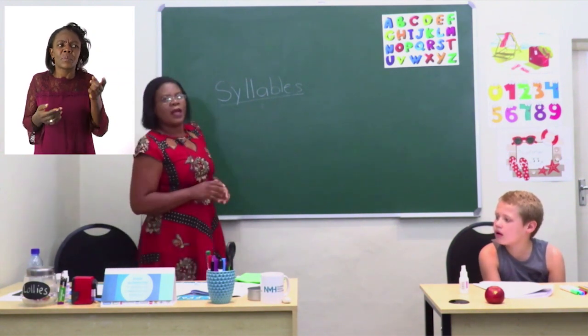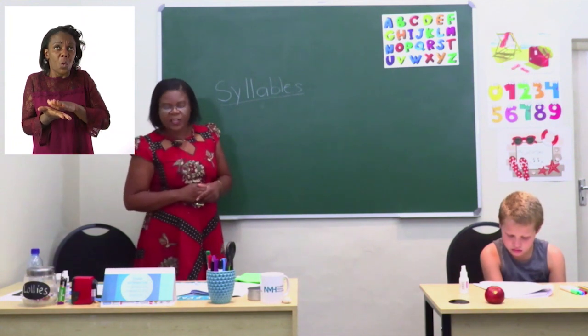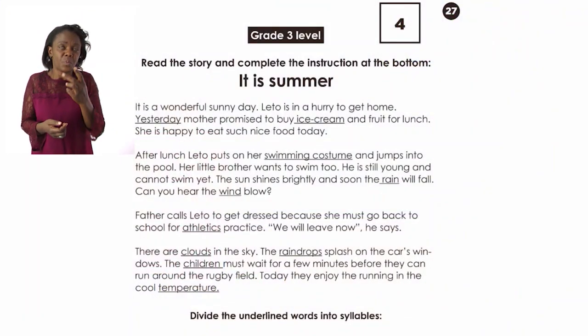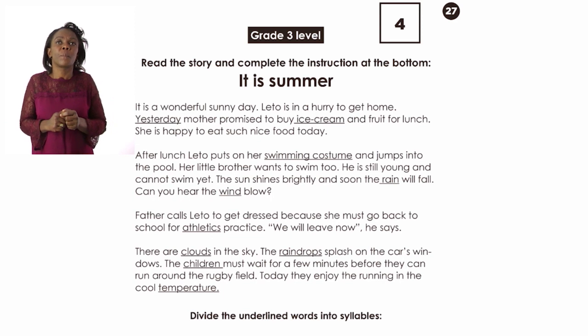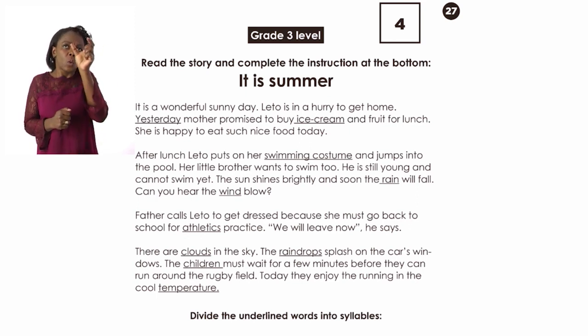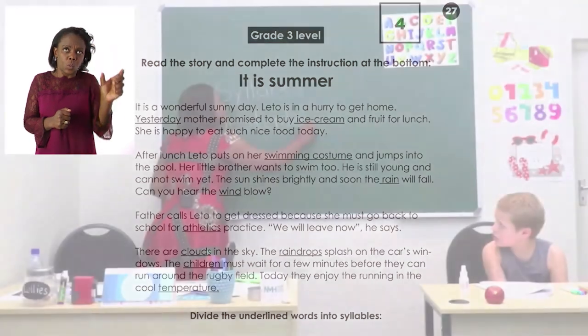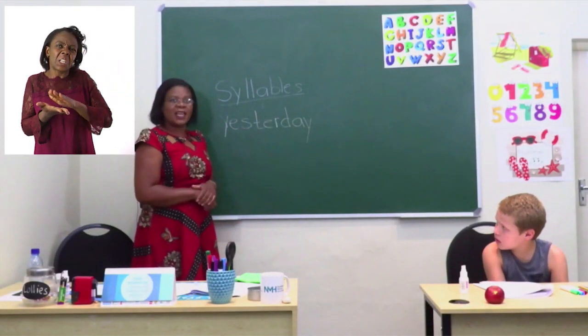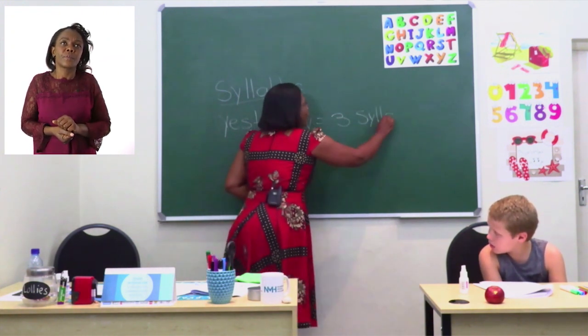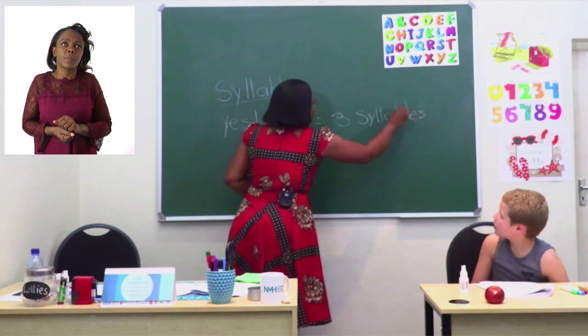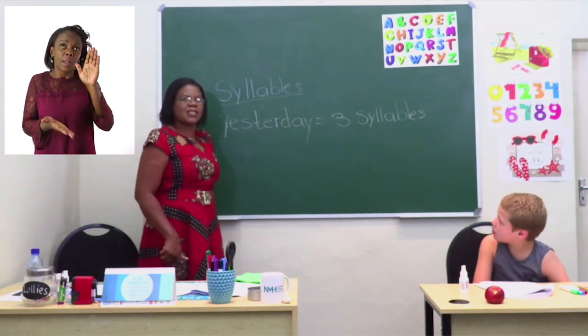All right, for example, yesterday is underlined in that passage. Yesterday. So we are going to read yesterday while we are clapping. So please clap with me at home. Clap with me. Yesterday. Let's clap. Yesterday. How many claps did we do? Yes, 3. So we have clapped 3 times. So in yesterday, there are 3 syllables.